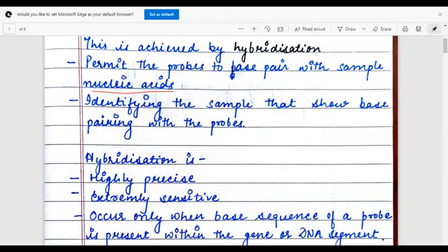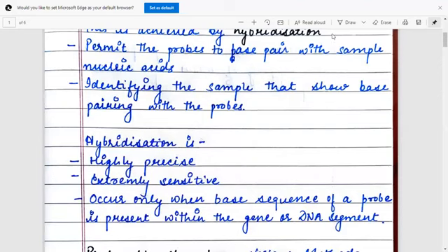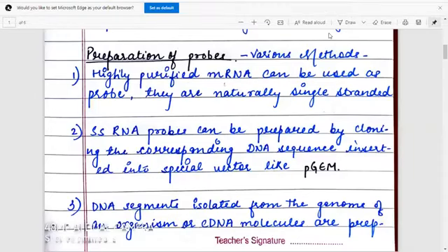This occurs only when the base sequence of a probe is present within the gene or DNA segment. So the complementary sequence can be used to identify the complementary sequences in the target sequences. So how can this probe be prepared? There are various methods available for this.